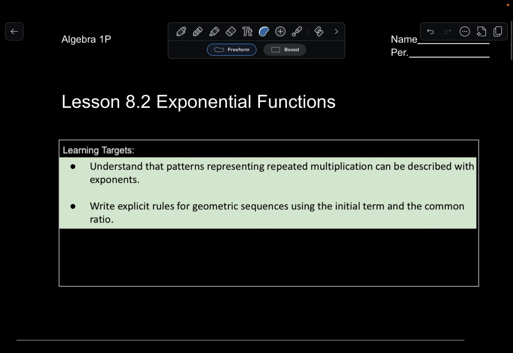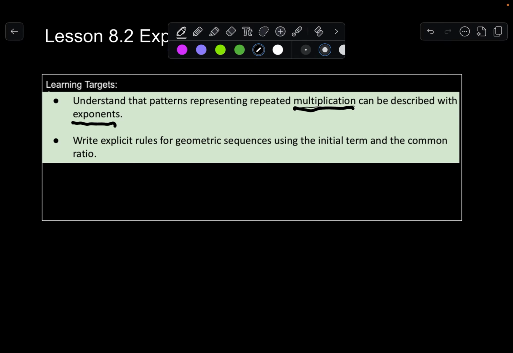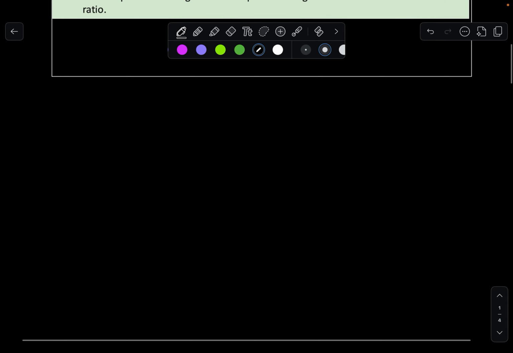In today's lesson, the learning targets are that you will understand that patterns represent repeated multiplication. Repeated multiplication can be described with exponents. When you have repeated multiplication, you can rewrite it with exponents. And you're going to learn how to write explicit rules for geometric sequences using the initial term and the common ratio.